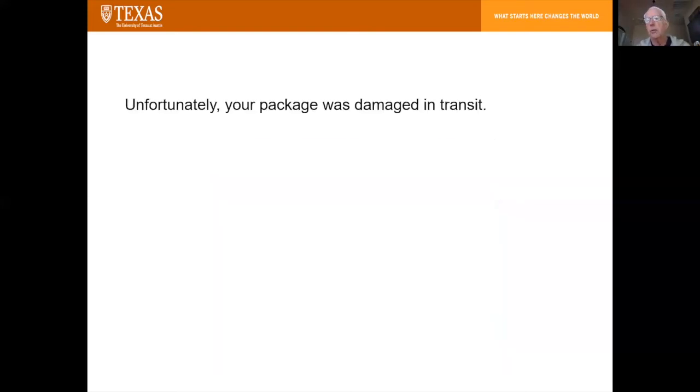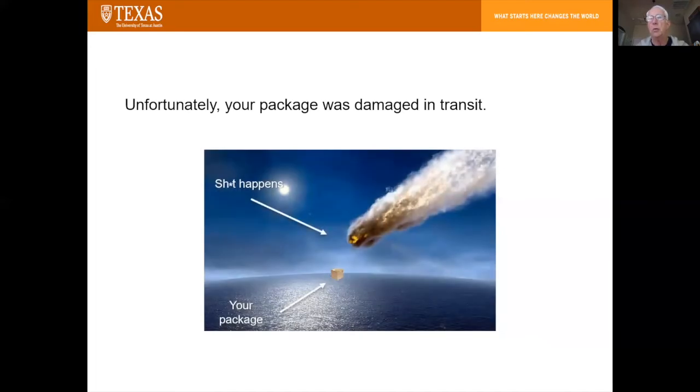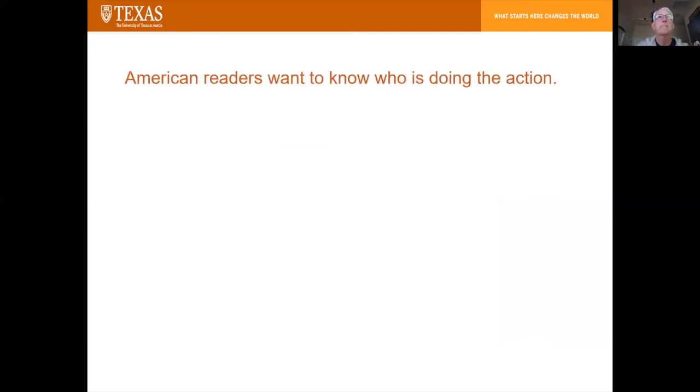So you get this letter from your postmaster, and she says, unfortunately, your package was damaged in transit. What happened? Who's responsible? Where's the package now? What's going on? And we just don't know. It's this passive voice that doesn't really tell us anything other than we're out of luck. American readers want to know who is doing the action.